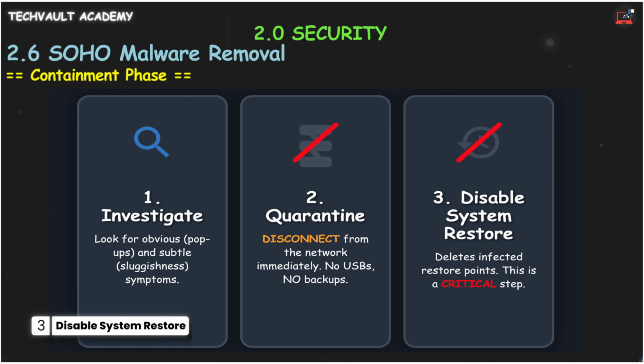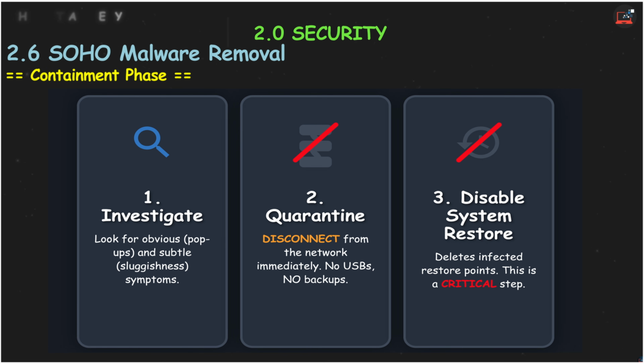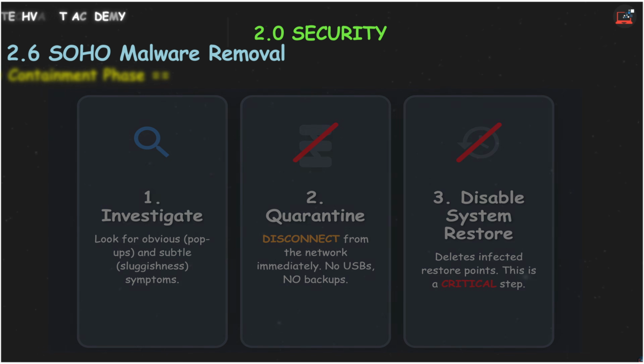Step 3. Disable System Restore. This might feel counterintuitive, but it's vital. Malware is smart. It often infects your restore points. If you try to go back in time to a clean state, you'll just bring the malware back with you. By disabling System Restore, you delete all existing restore points, including any malware hiding within them. We'll re-enable it later, but for now, we have to burn the contaminated safety nets.